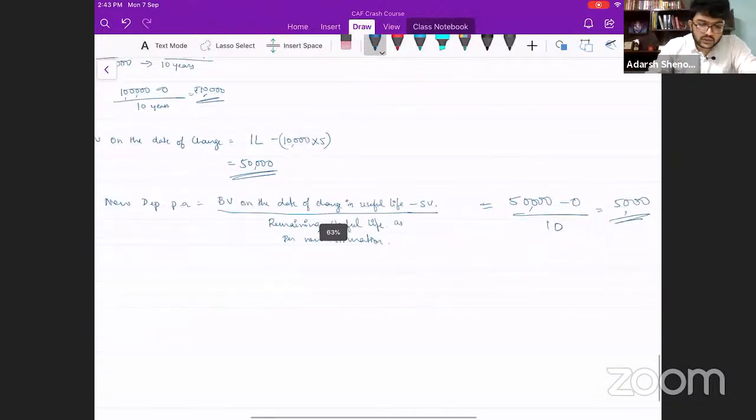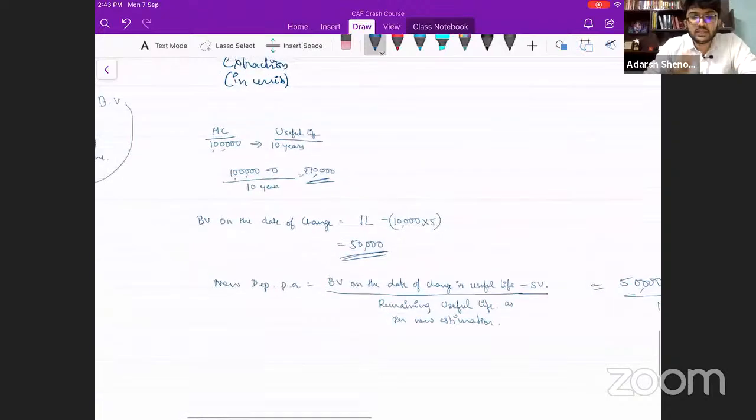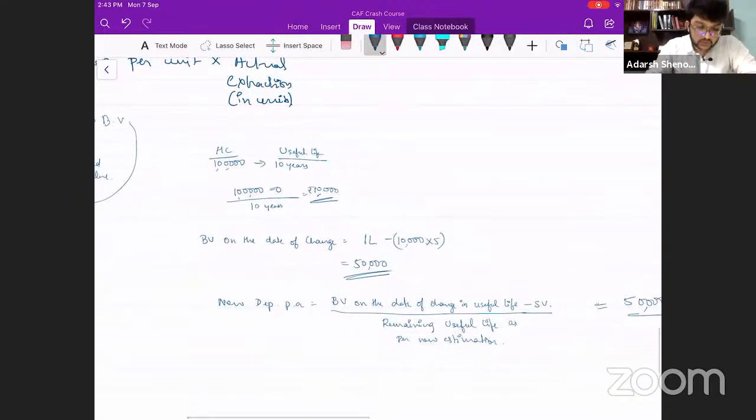Don't worry, for your exams, the change in useful life will be straight line method only. Written down value method, we don't study the formula. The formula is not part of your syllabus portion. So you will not get a question on written down value method for this kind of problem. It will be for straight line method only.